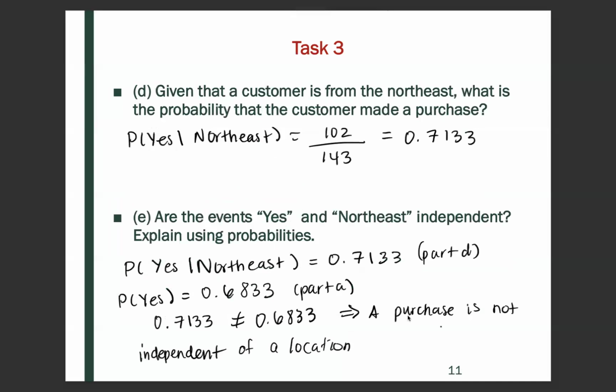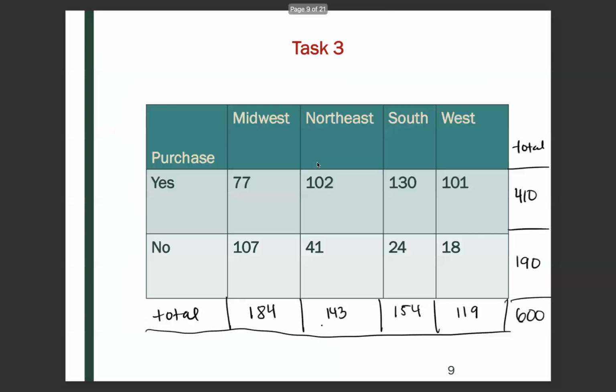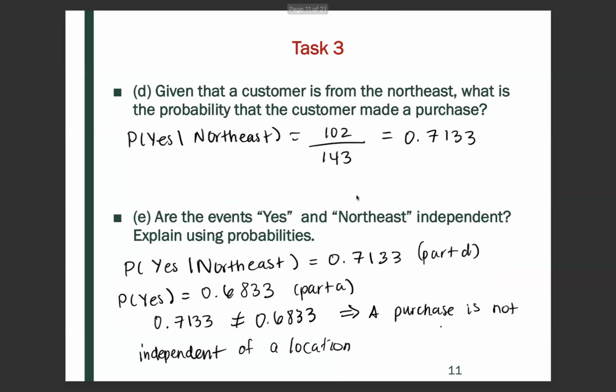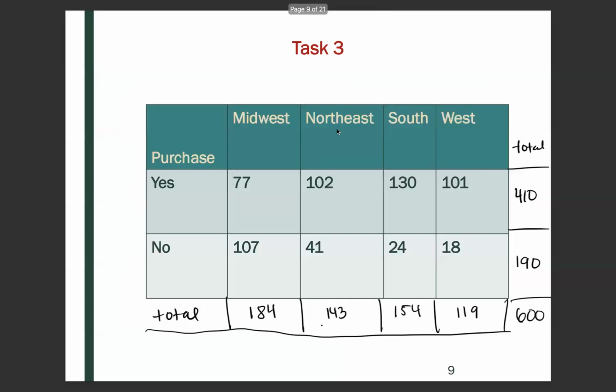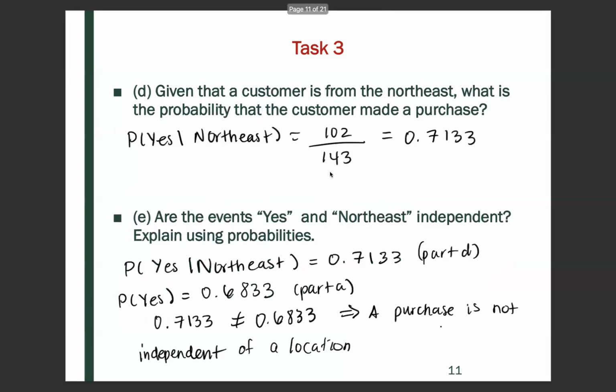Given that a customer is from the Northeast, what is the probability that the customer made a purchase? So here, now the total number of Northeast is going to be in the denominator. If we look back, the total number of Northeast is 143. That's what we're given. And then the probability of yes given that: how many yeses in the Northeast, that's 102. So 102 divided by 143 gives us 0.7133.